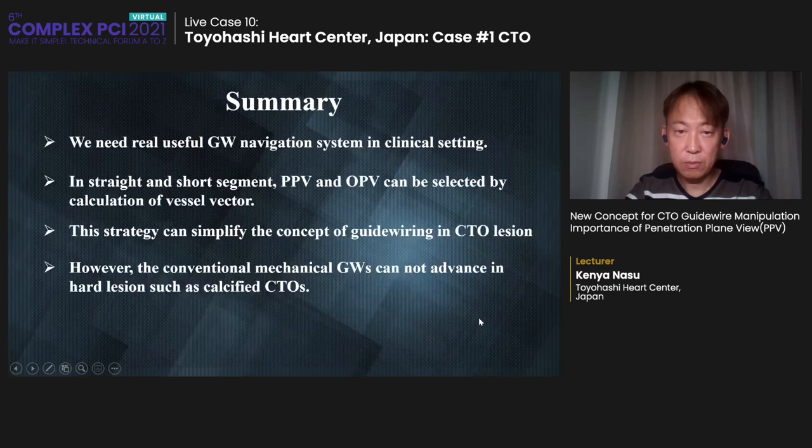In summary, we need a really useful guide wire navigation system in the clinical setting. In a straight and short segment, PPV and OPV can be selected by the calculation of the Bessel vector. This strategy can simplify the concept of guide wiring in the CTO region. However, conventional mechanical guide wires cannot advance in hard regions such as calcified CTO. That's why we need a new device such as a plasma mediated ablation system. Thank you for your attention.